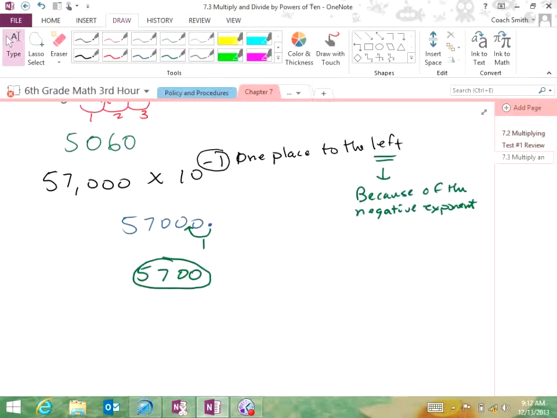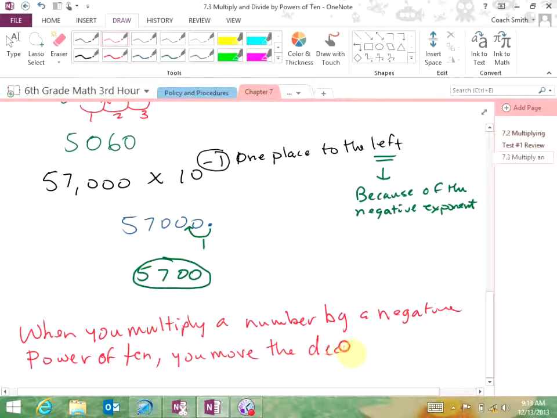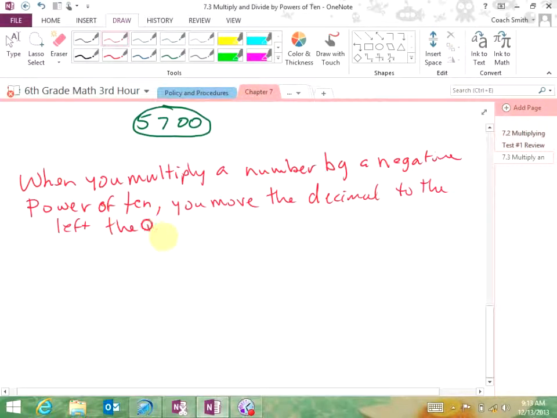Okay, so when you multiply a number by a negative power of 10, you move the decimal to the left the number of times of the exponent.